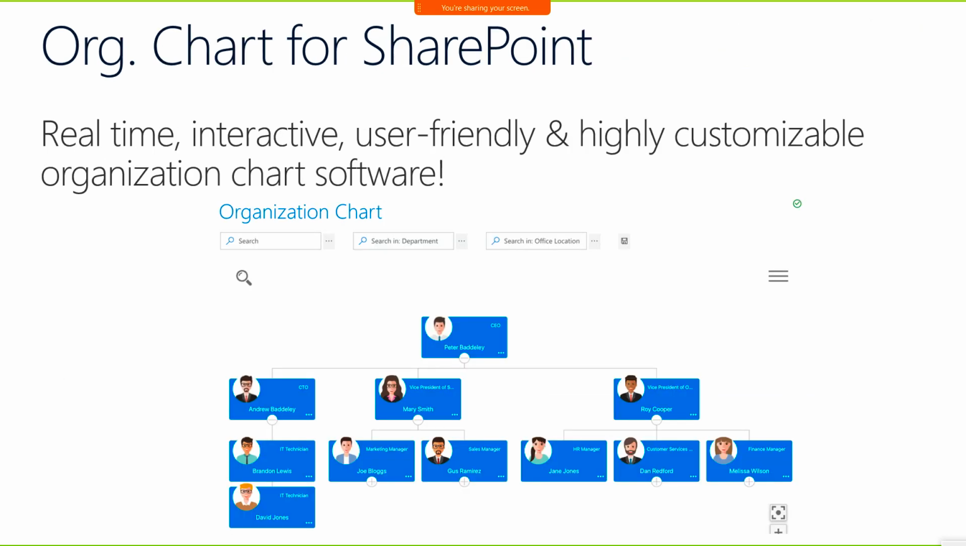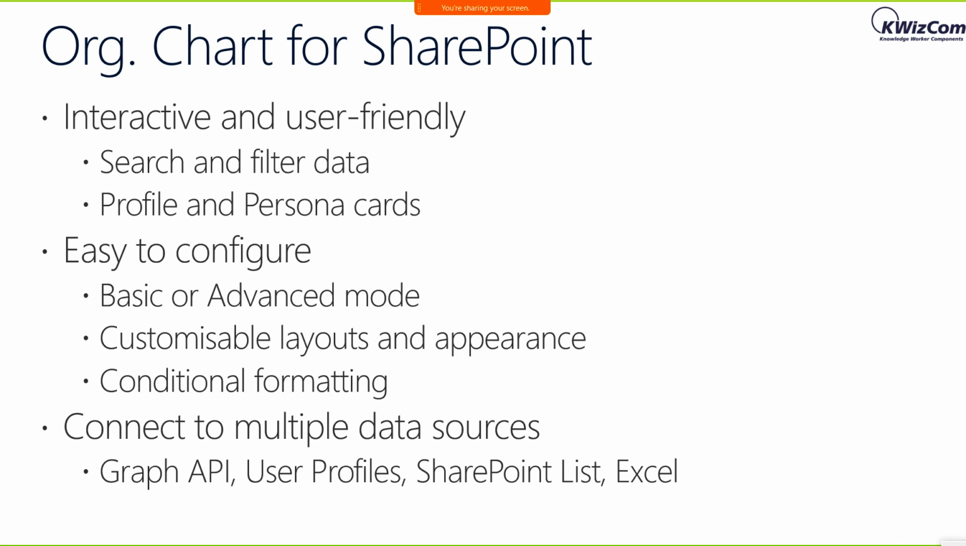The Org Chart for SharePoint is all about providing users in an organization with real-time, interactive, user-friendly organizational charts, connecting to a wide range of data sources and displaying in a variety of different formats. It's really interactive and user-friendly, as you will see. Users can easily do searches, filter data, and access profiles and personas about specific individuals they find within the directory. It's very easy to configure by non-technical users, and I'll actually demonstrate configuring it today.